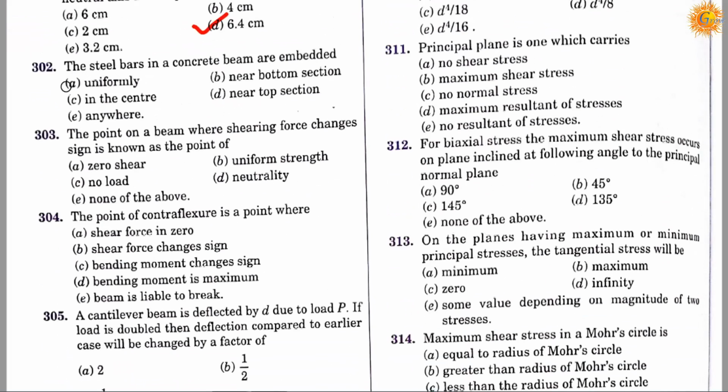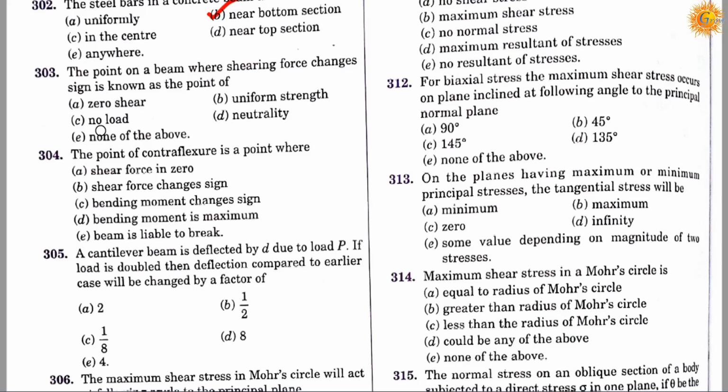Question number 302. The steel bars in a concrete beam are embedded: option A uniformly, option B near bottom section, option C in the center, option D near top section, and option E anywhere. Correct answer is B, it will be near bottom section. Question number 303.